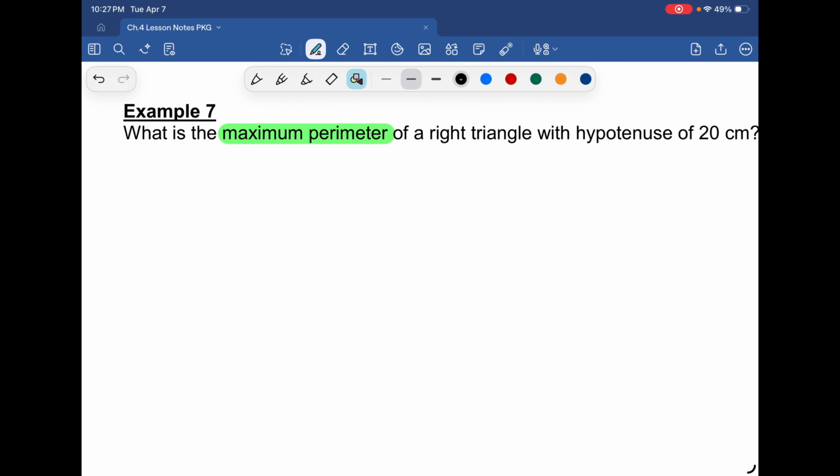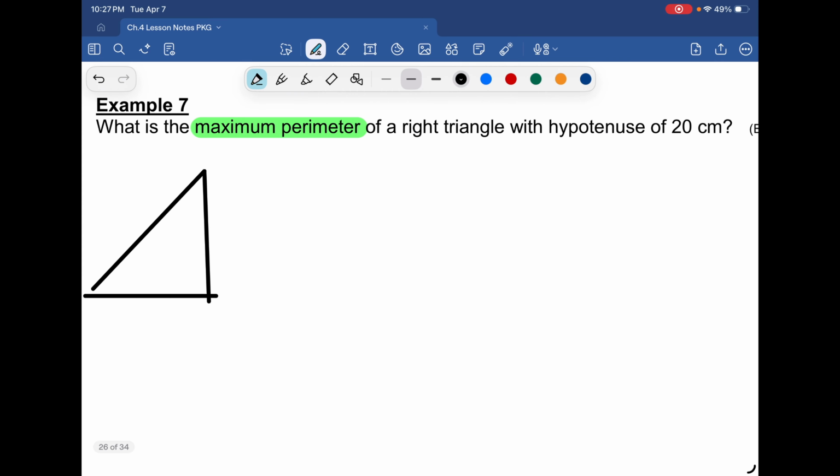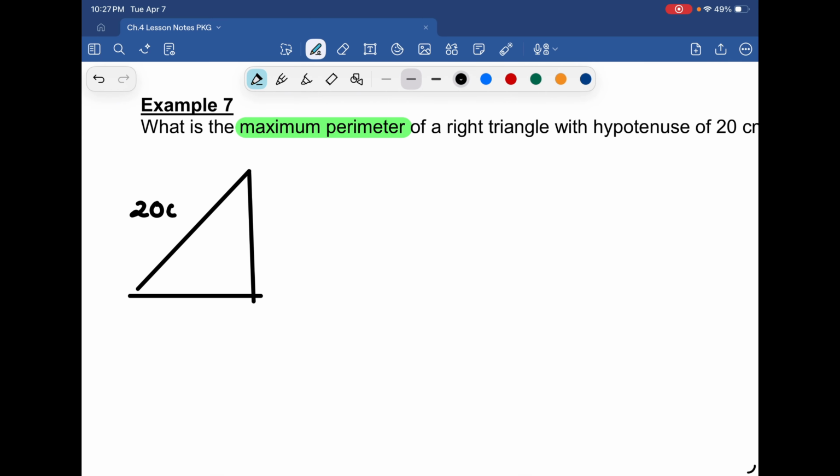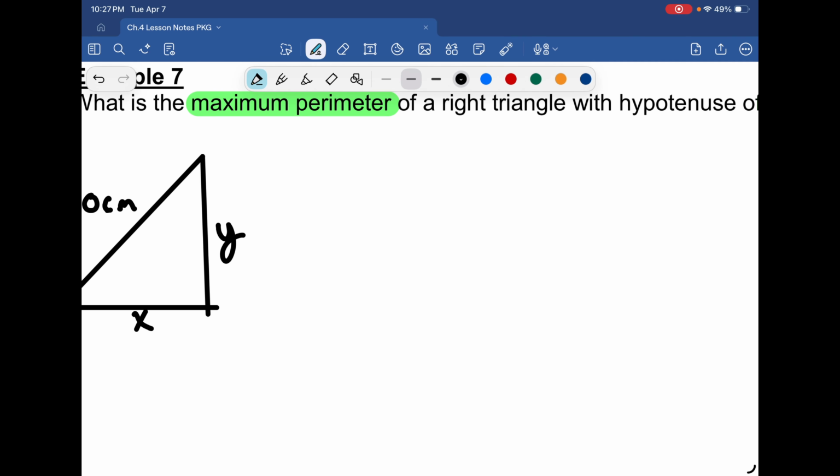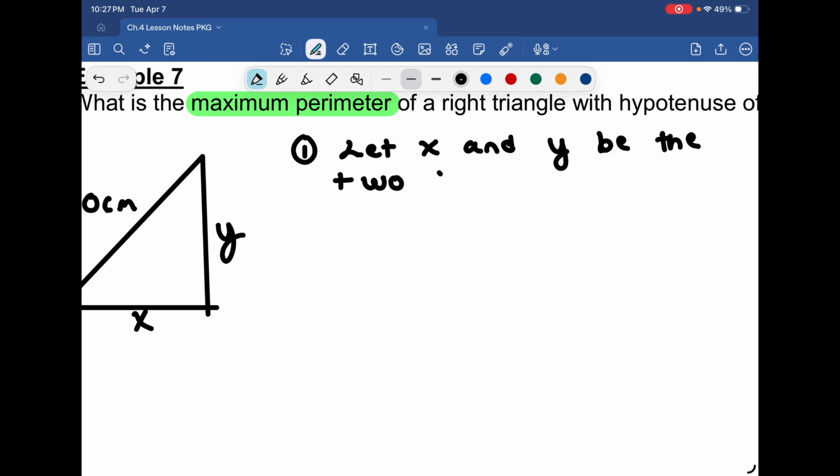I'm just going to draw out the visual of this. So it's going to look like the following. We have this triangle. We know that the hypotenuse is going to be 20 and it's in centimeters. So I'm going to include those units. I'm going to put X and Y right here. Now, right away, I just want to define let X and Y be the two sides where X and Y are both greater than 0, or else this wouldn't be a triangle.